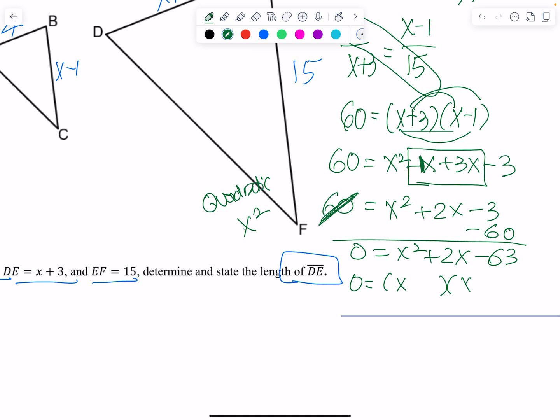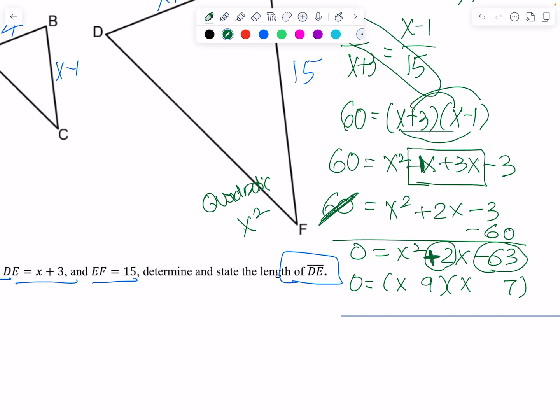So x times x is x squared. We need to figure out what two numbers multiply to give me negative 63, and at the same time add to give me positive 2. So I would just think of numbers that give you 63, and that's 9 and 7.